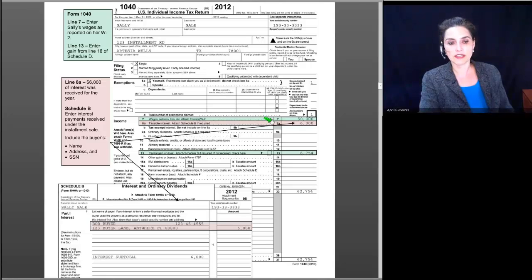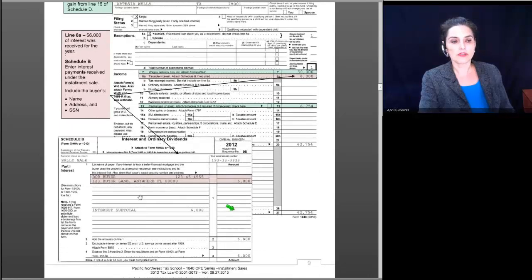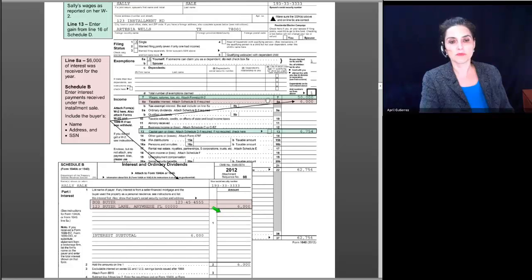It is ordinary income. And she also needs to complete Schedule B to report the interest income and the source of the payment. In this case, the buyer is named Bob Buyer, and we have to enter his name, his social security number or other identification number, and then the address that he lives at. And so the Schedule B is attached to her return. The amount shown on the Schedule B corresponds to the amount on line 8A.